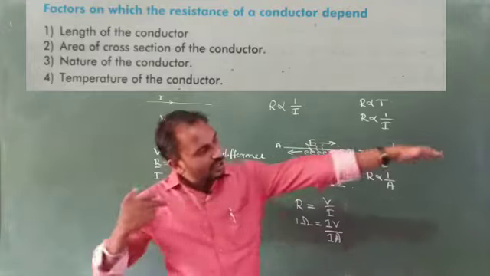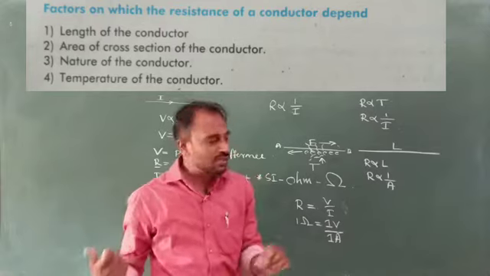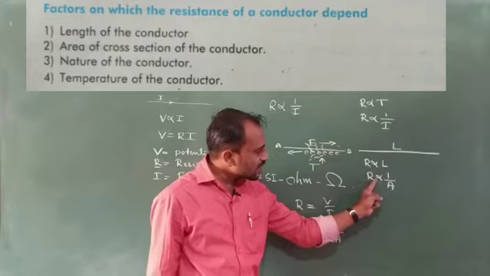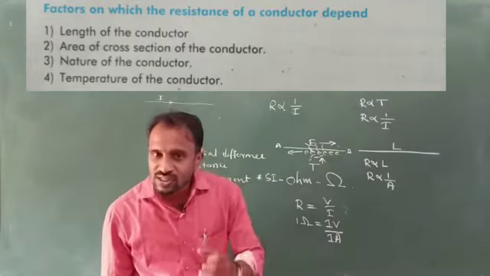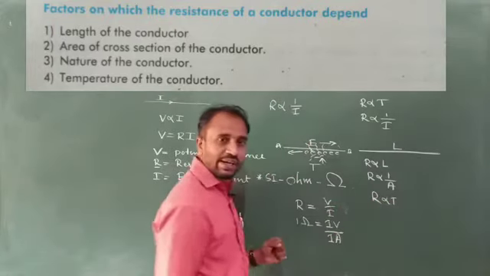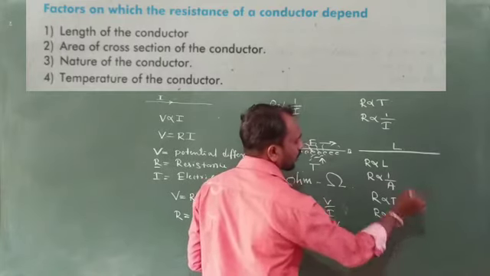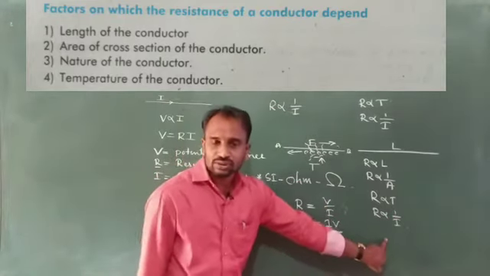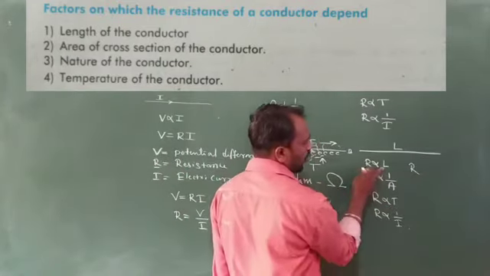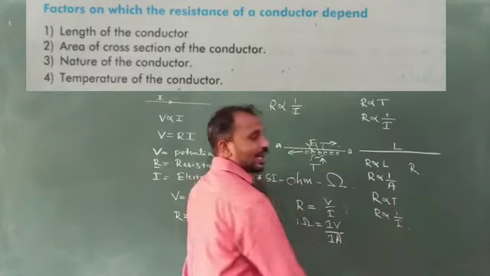Suppose the length of a conductor increases, then the resistance of the conductor increases. So for this reason resistance is directly proportional to the length of a conductor, inversely proportional to the area of cross section of a conductor, directly proportional to the temperature of a conductor, and inversely proportional to the electric current. So resistance depends upon the length, area of cross section, temperature of a conductor, and electric current.